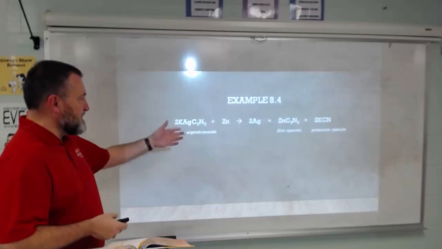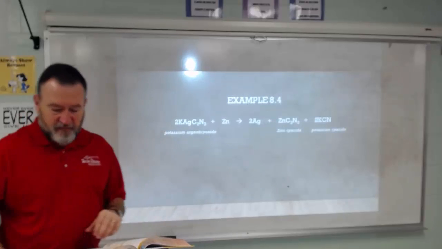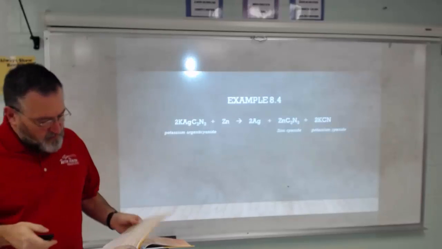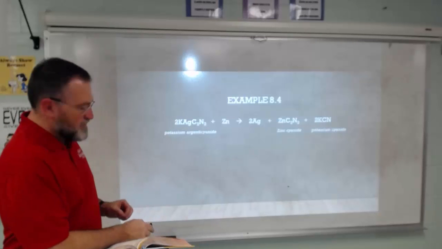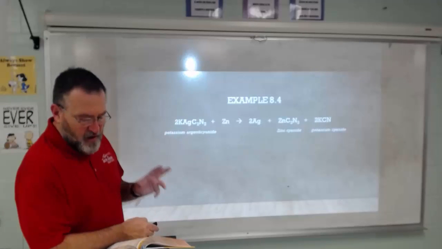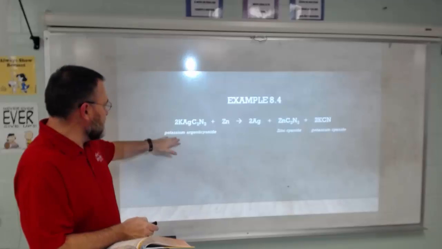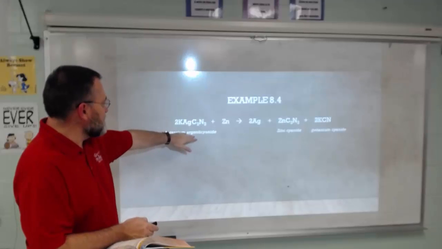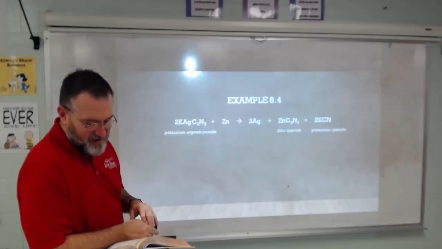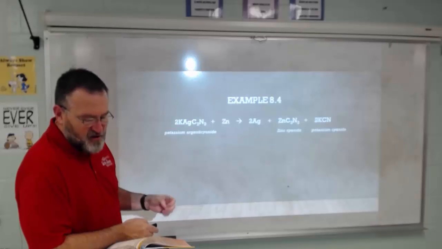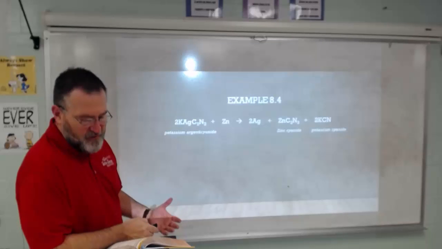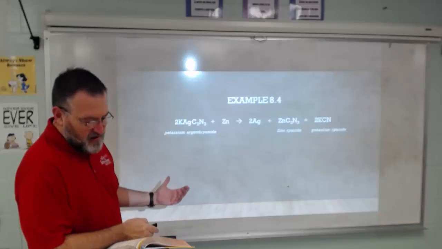Here's an example of that in example 8.4 from the book. Example 8.4. Some ores contain a small amount of precious metals that are in compounds with many other elements. You see that here, this potassium argentocyanide. Okay, I had to look that one up. I didn't know it, okay? For example, one common ore found in the earth is potassium argentocyanide.